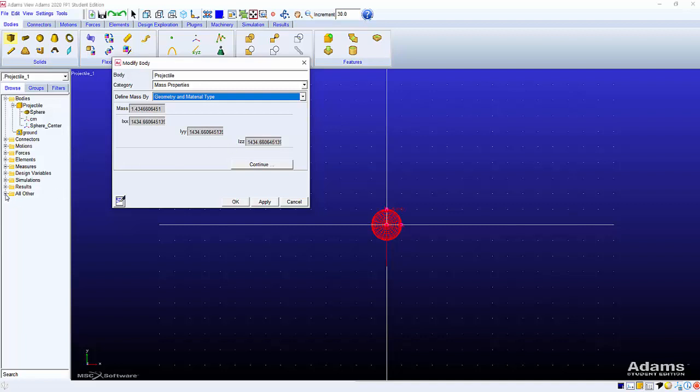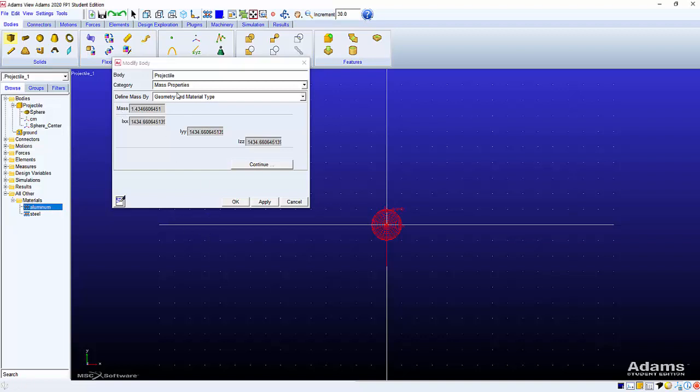Also, notice if we go under all others, if you look at this item here in the tree and expand it, you will see materials. If you expand it again, you will see the steel that is already loaded by Adams by default and the aluminum that we selected to add in our model. So now we defined the mass of our particle.